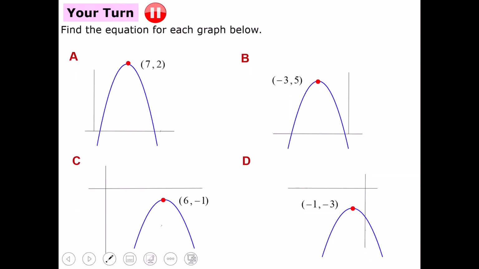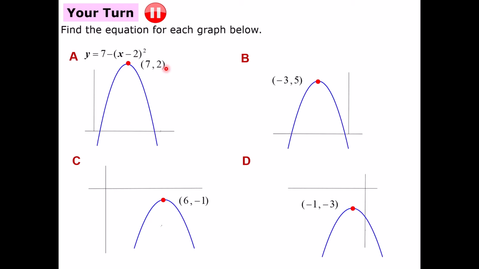Okay, this time I would like you to use the turning points to write down the equation of each graph below. So pause here and write down the equation of each graph. Okay, hopefully you've unpaused now and we'll go through the answers. So A, we've got a maximum turning point at 7, 2. So we know we're going to have a negative in front of our bracket, and we're going to change the sign of the A to get -7, and 2 is going to be kept the same.